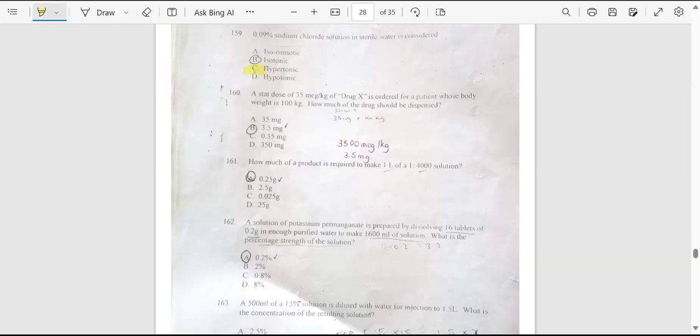So basically, we are saying 0.09% sodium chloride is hypertonic to sterile water, but hypotonic to blood.